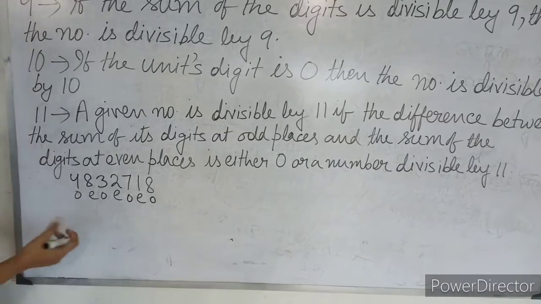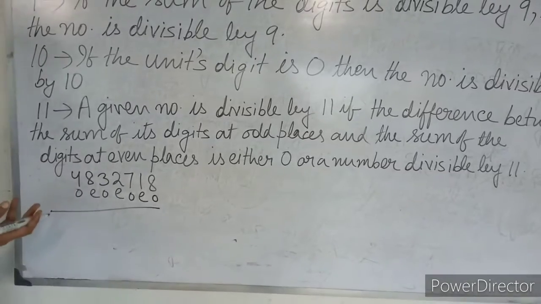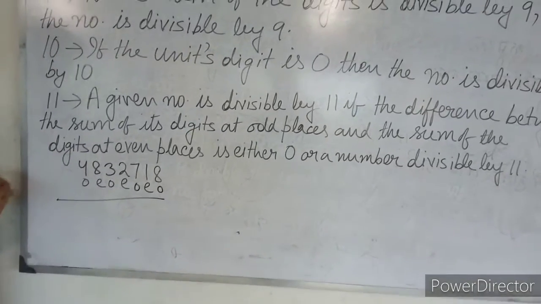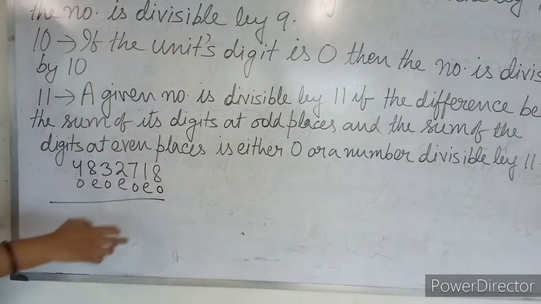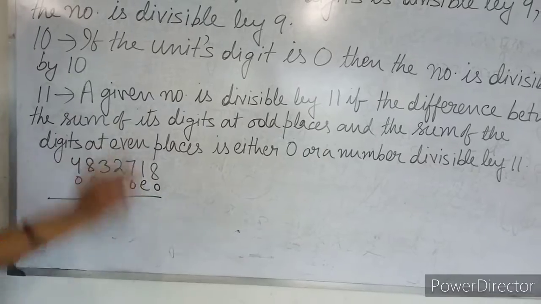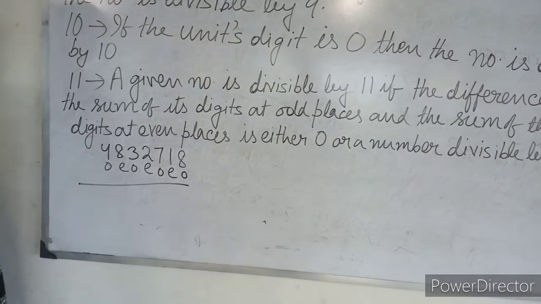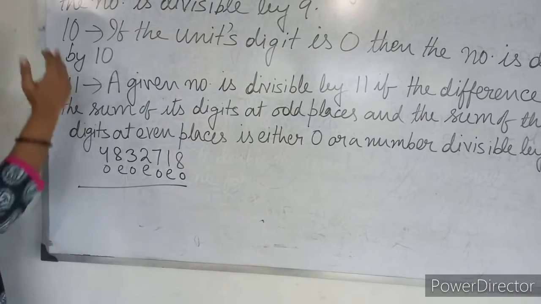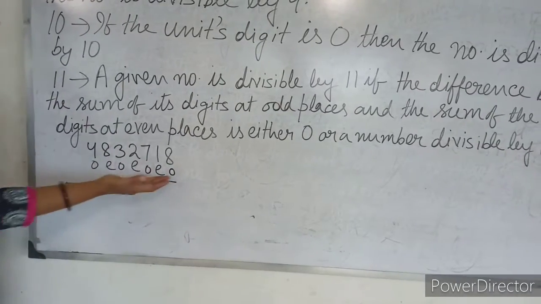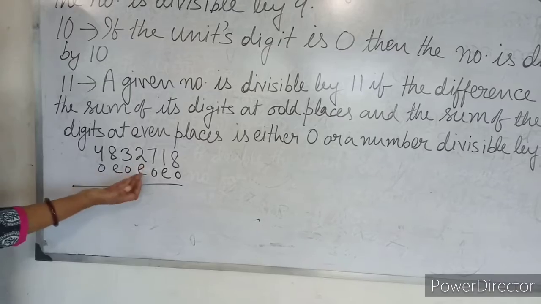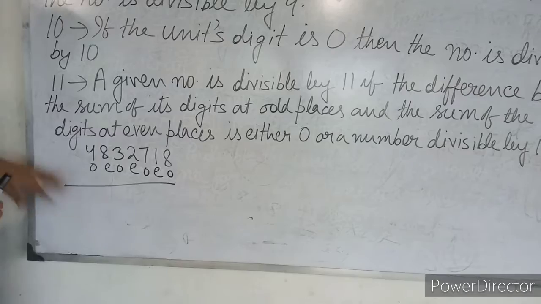So I have already taken one example. This is the number I have already taken. Which ones are odd places and which are even places? Units place is odd, tens place is even. Again, hundreds place is odd, thousands place is even. 10,000 place is odd, and again the next one, 1 lakh, is even. In this way you have to proceed. First one is odd, then even, odd, even, odd. This way I get the odd digits and even digits.